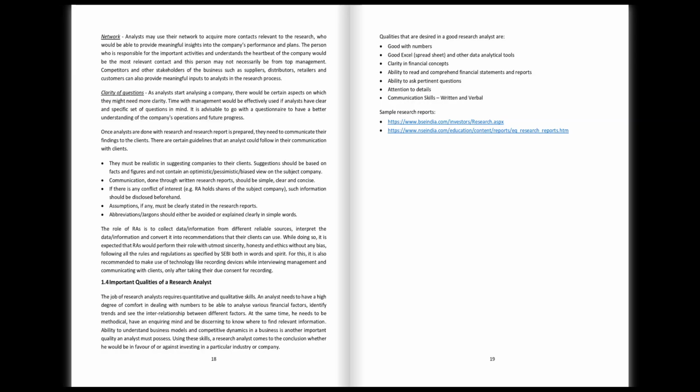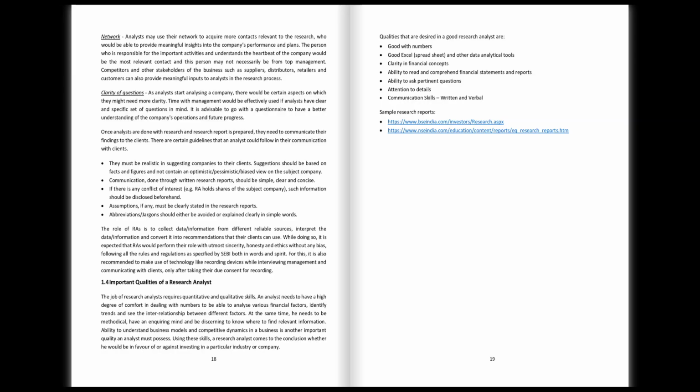Clarity of questions. As analysts start analyzing a company, there would be certain aspects on which they might need more clarity. Time with management would be effectively used if analysts have clear and specific set of questions in mind. It is advisable to go with a questionnaire to have a better understanding of the company's operations and future progress. Once analysts are done with research and research report is prepared, they need to communicate their findings to the clients. There are certain guidelines that an analyst could follow in their communication with clients.